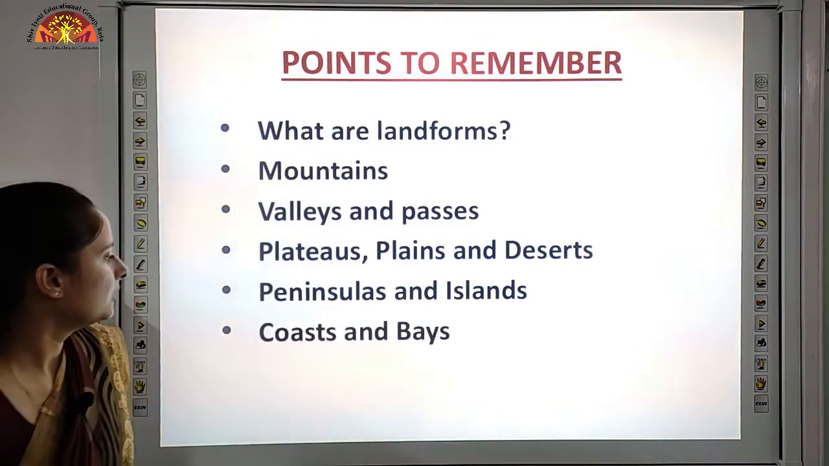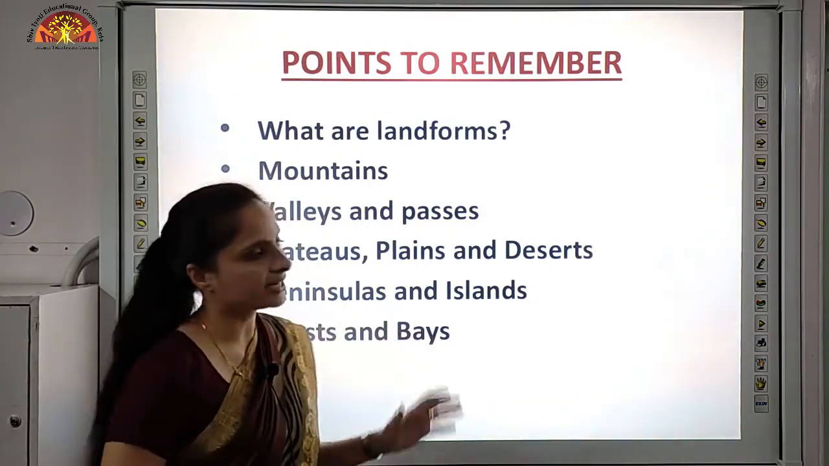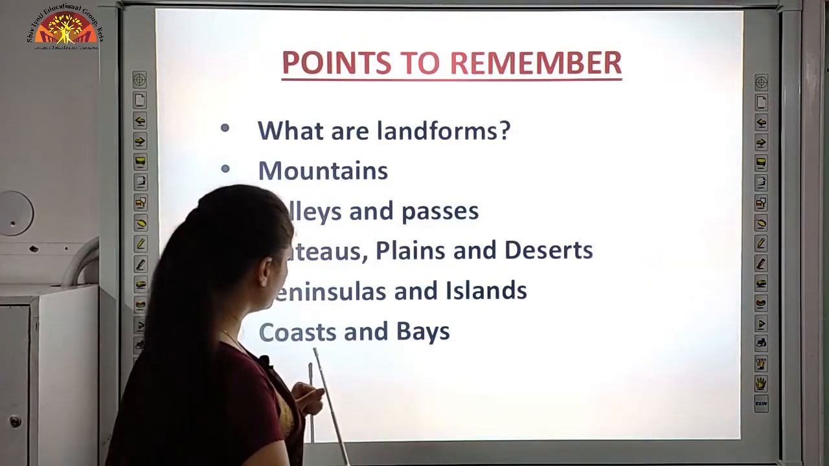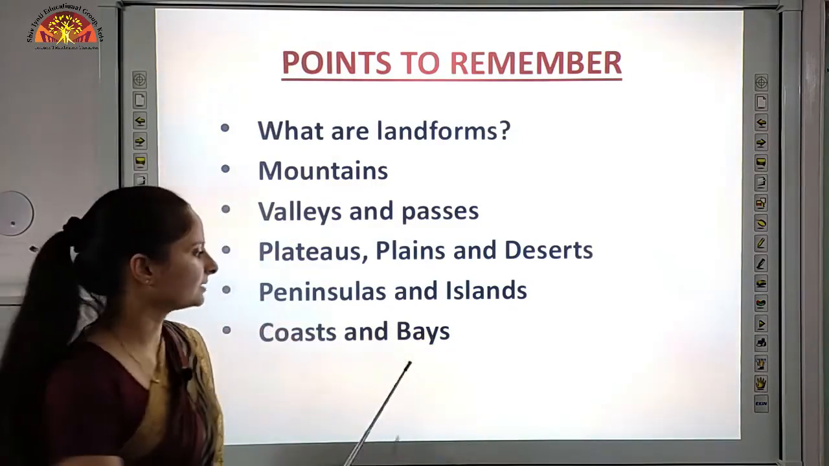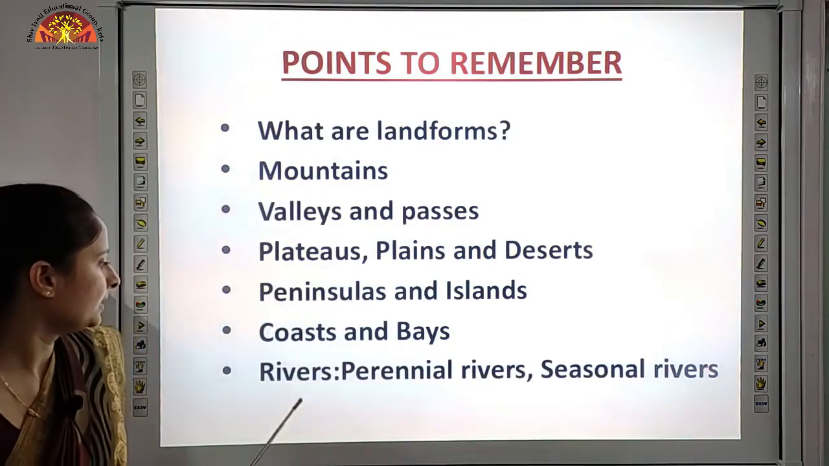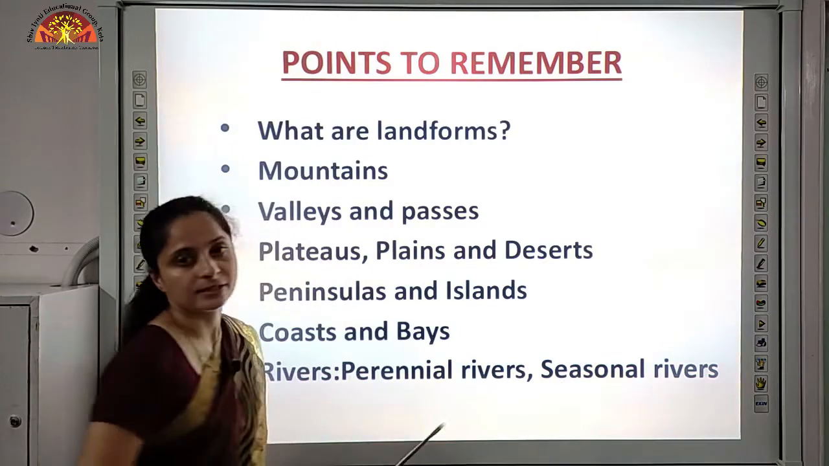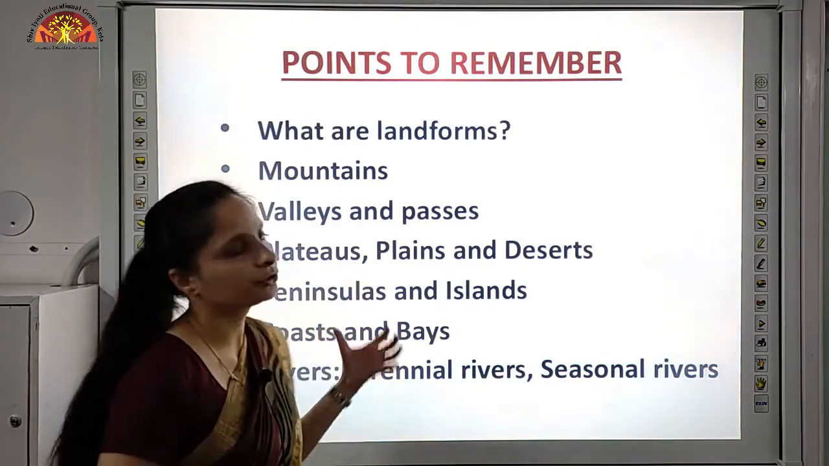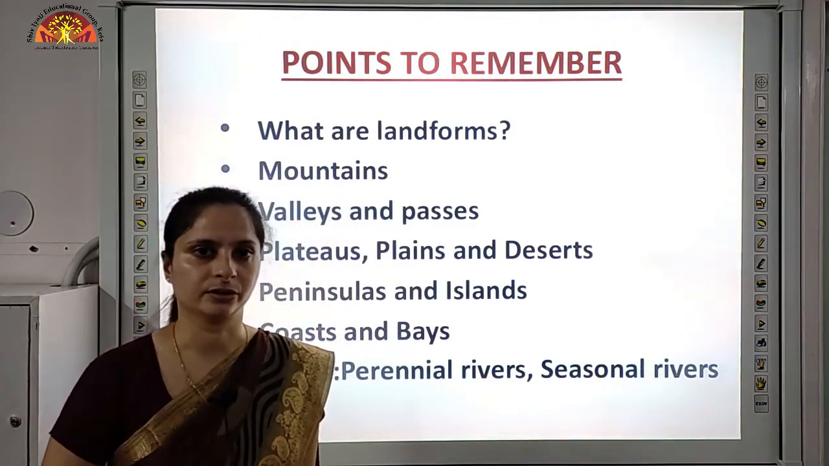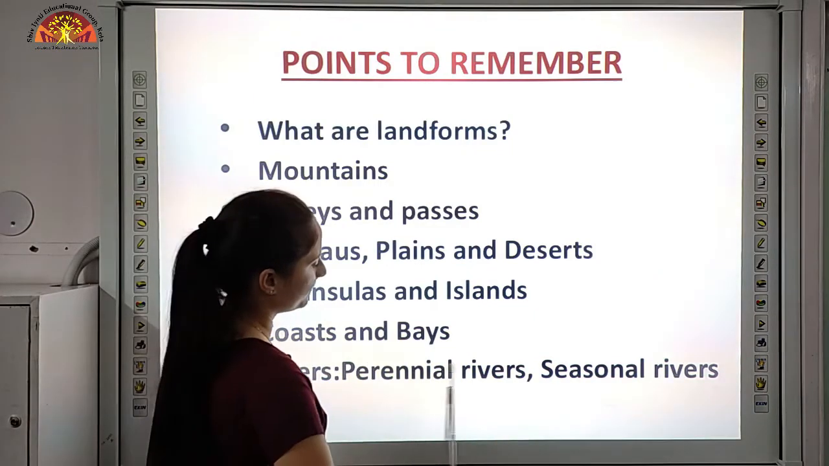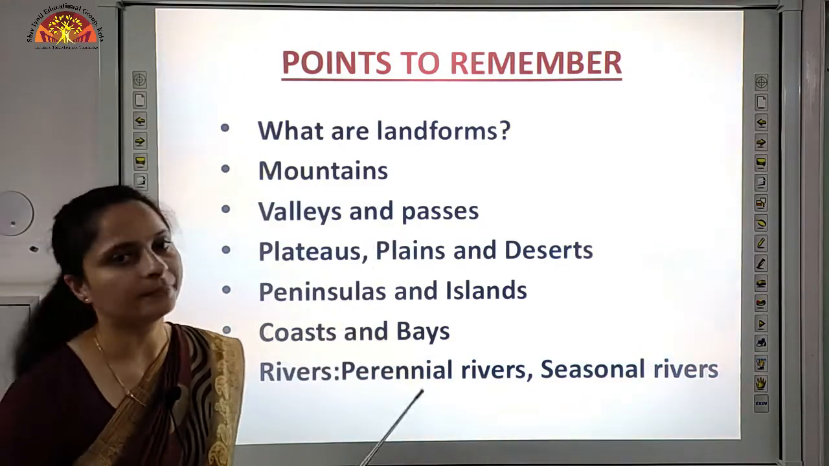Then we discussed coasts and bays. Coast: a place where land meets the sea is called a coast. A bay is a water body running into the land. That is called a bay. Then we discussed rivers, which was the last topic. You have perennial rivers and seasonal rivers. Perennial rivers have water throughout the year, whereas seasonal rivers are totally dependent on the rain water. So this is the difference between a perennial river and a seasonal river. These were the topics which were covered in chapter number 1.